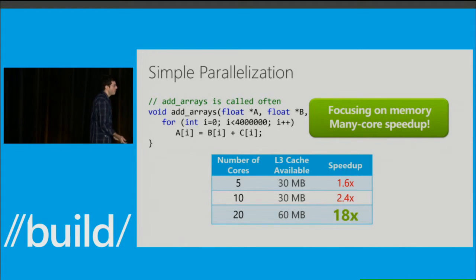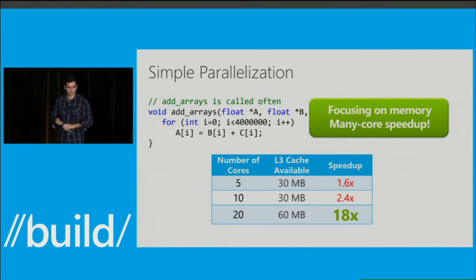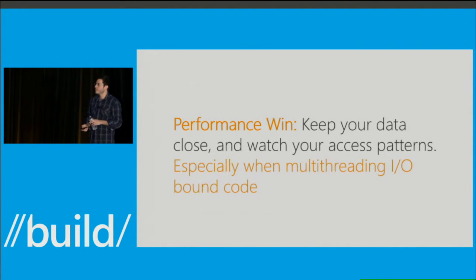But still, it doesn't really matter, right? The only thing that matters is you need to have the cache to hit the data set that you're looking for, to hit the working set that you're working on. So the same performance statement as before: keep your data close and watch your access patterns, especially when multi-threading I/O-bound code.